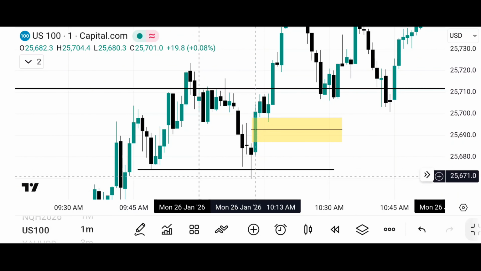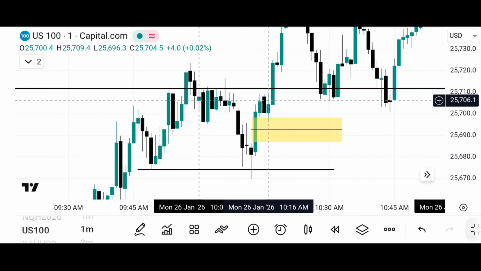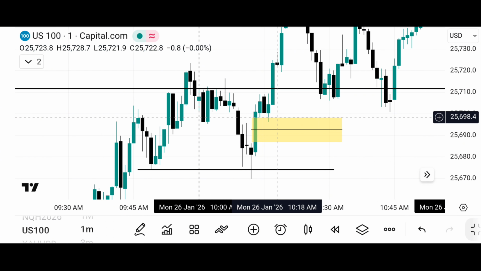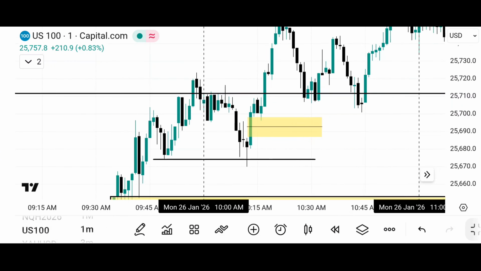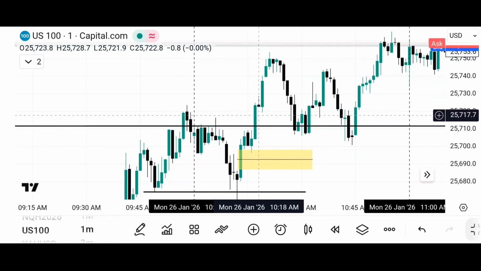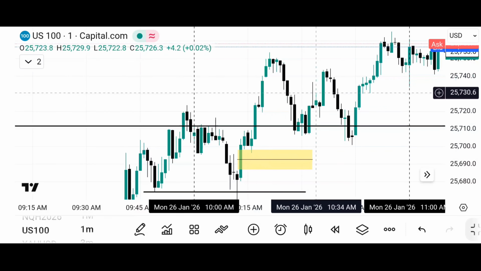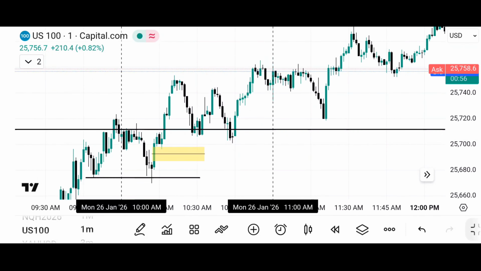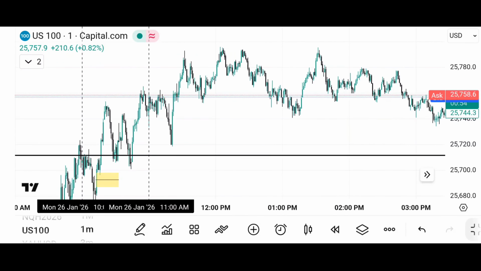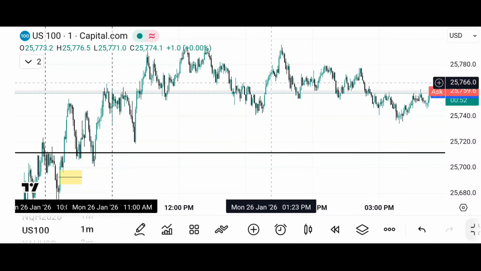So price takes out sell side liquidity, displaced up and formed the fair value gap, traded up to the upper quadrants of the fair value gap, then made a rally upward to take out the buy side. You can see it even moved upward further.